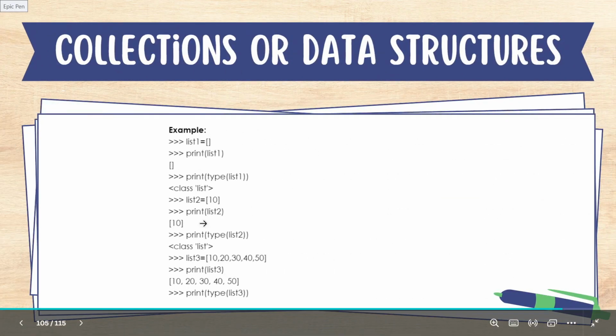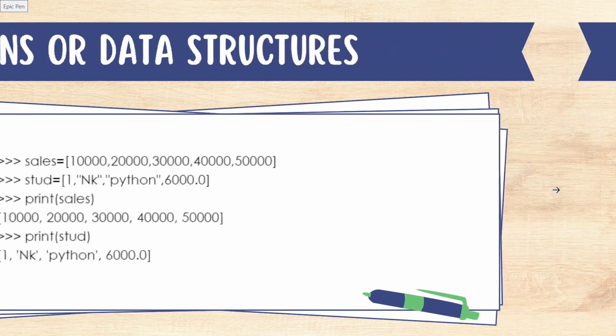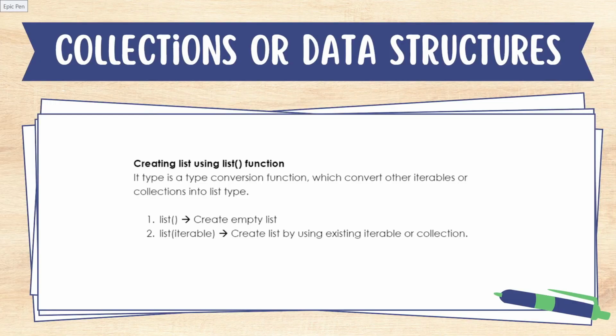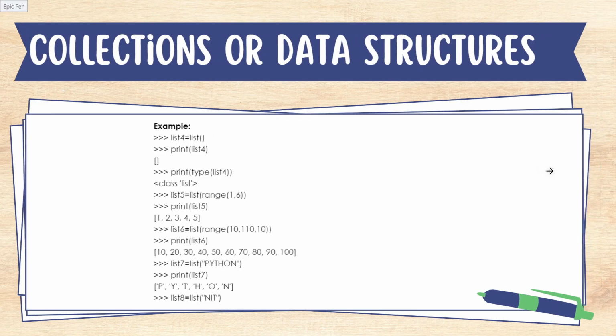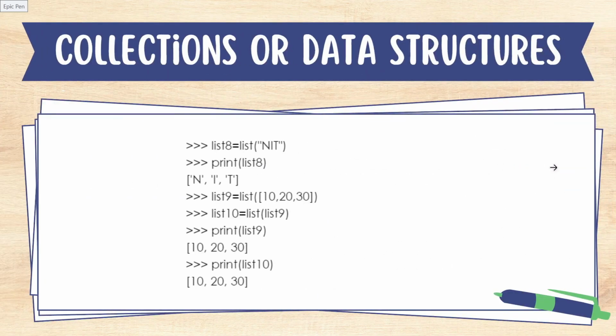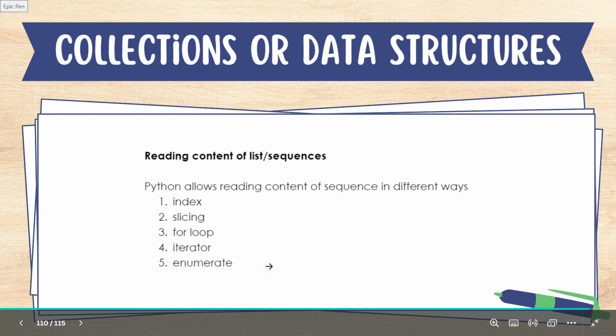So these are the ways, the same thing. I already explained with the function how we can use the list function to create the list. This is the list function. Reading content of list using index and slicing, we have done with index and slicing, then for loop, then iterator, enumerator.